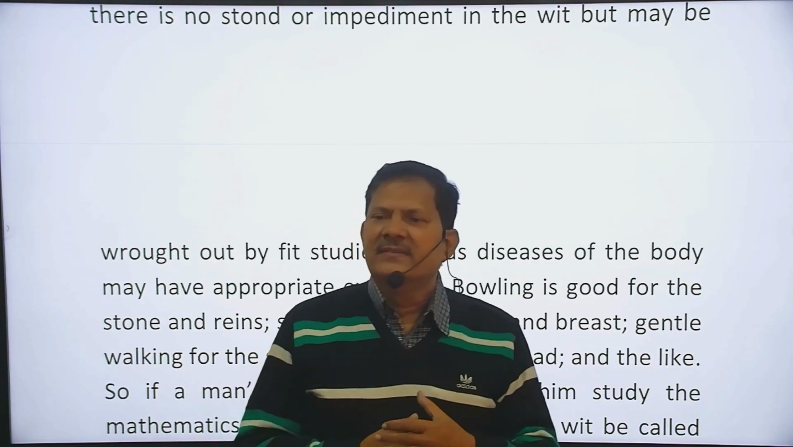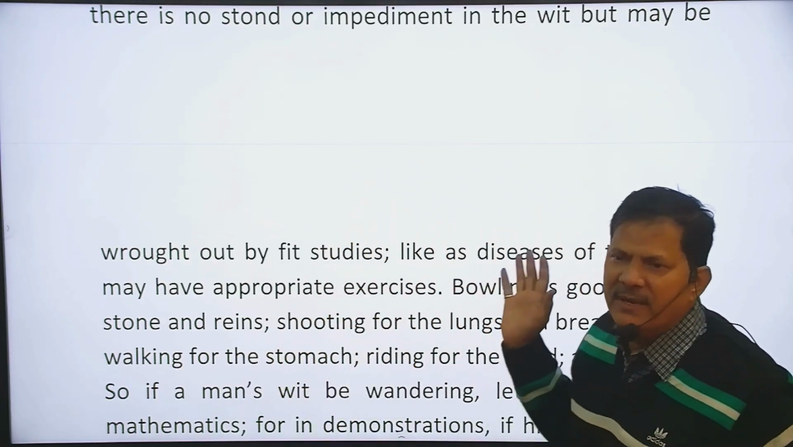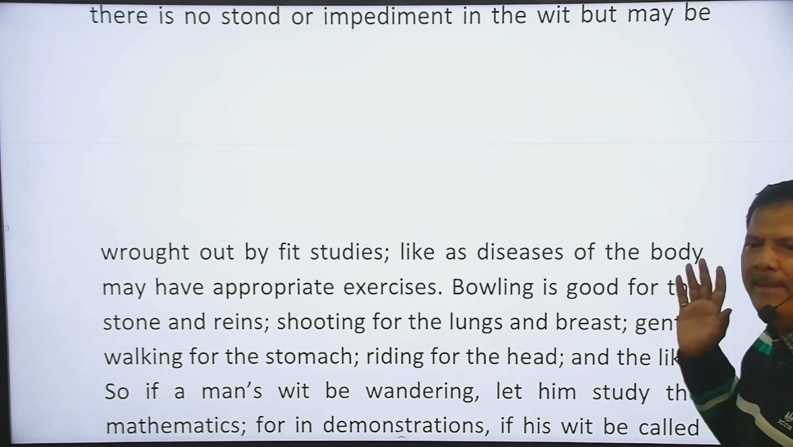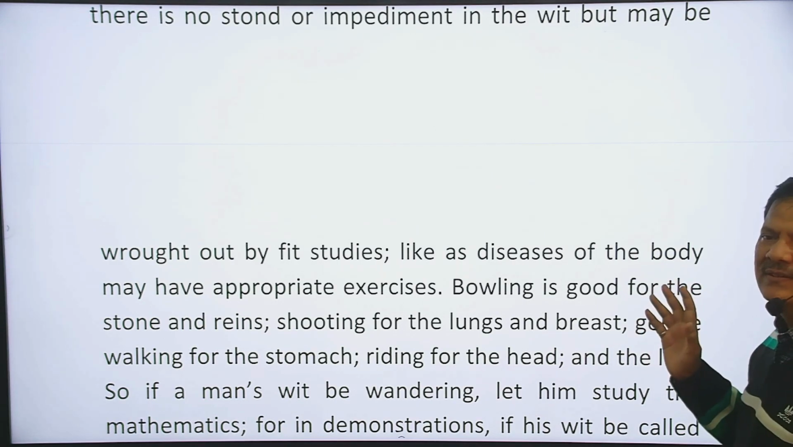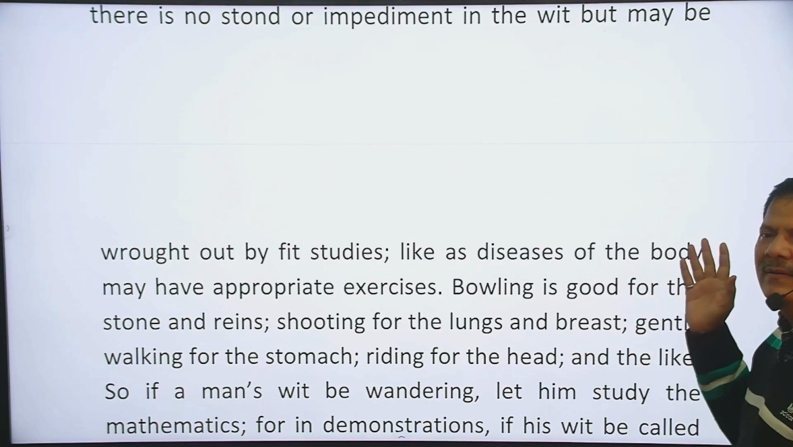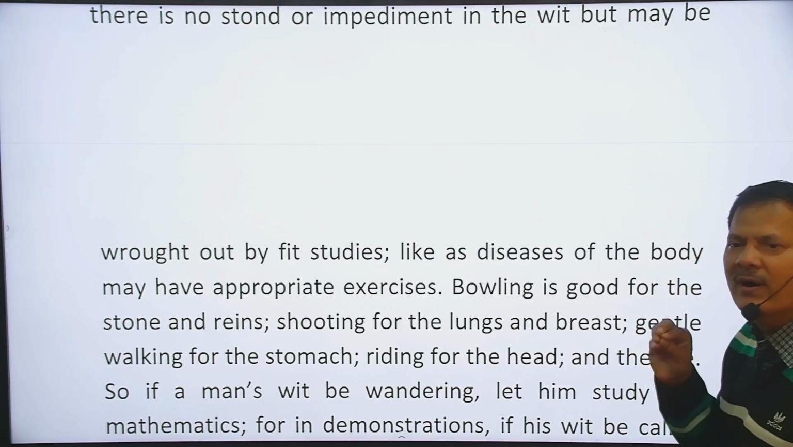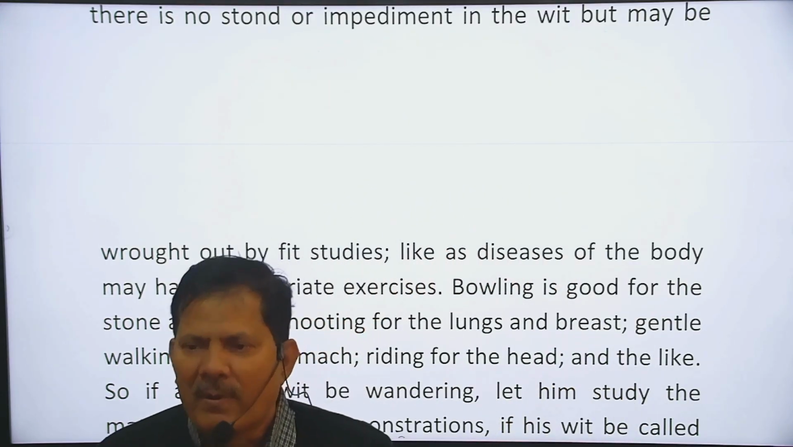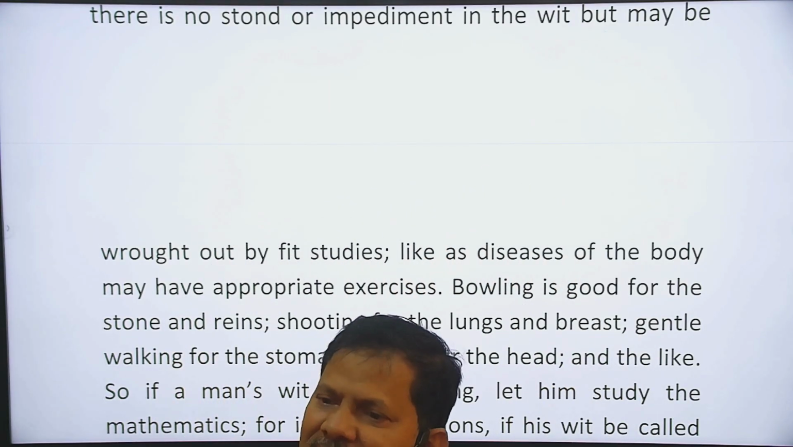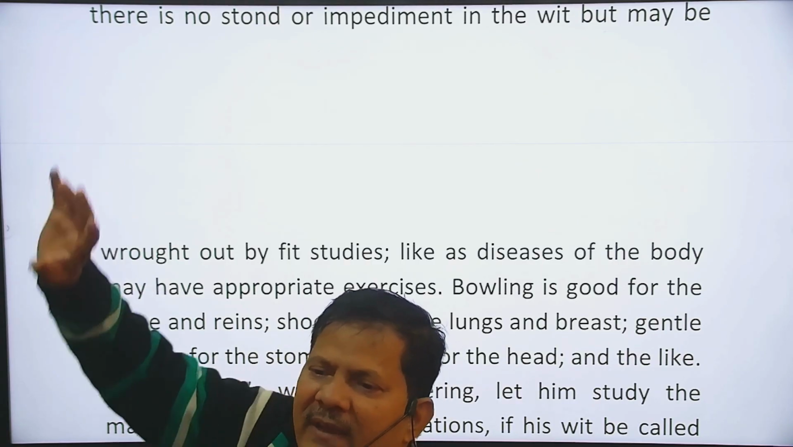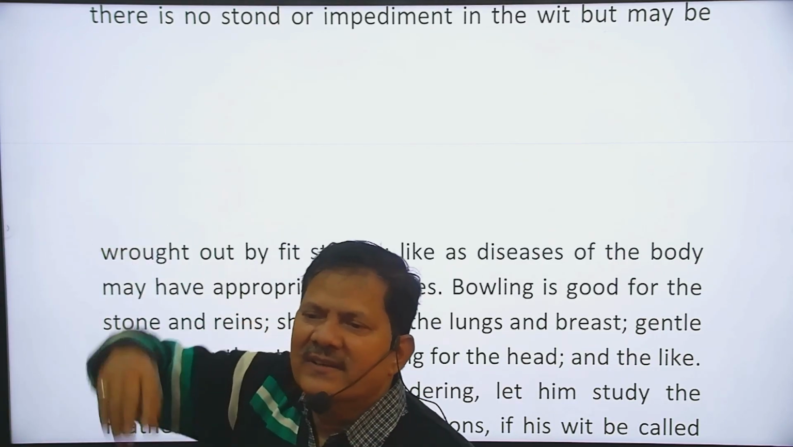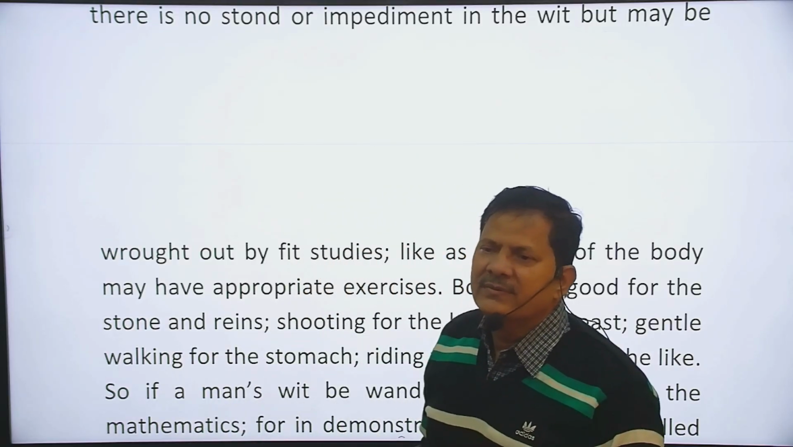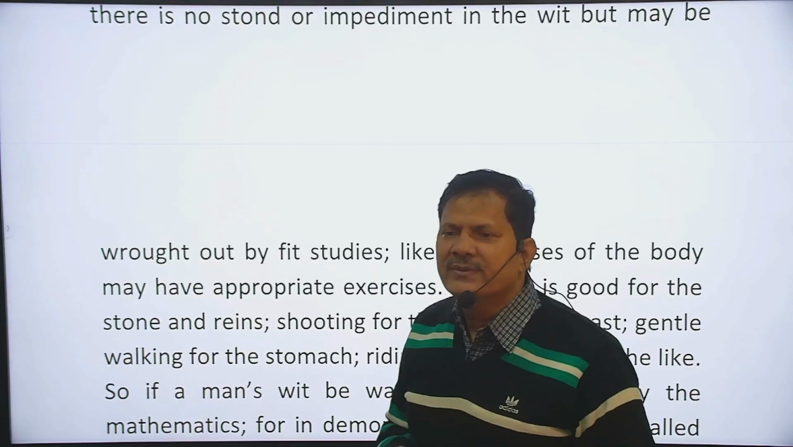As Bacon says, like as diseases of the body may have appropriate exercises. For example, bowling is good for the stone and reins. If you have a problem of stone or reins, you need bowling. Bowling is an exercise that reduces the possibilities of stone and reins.